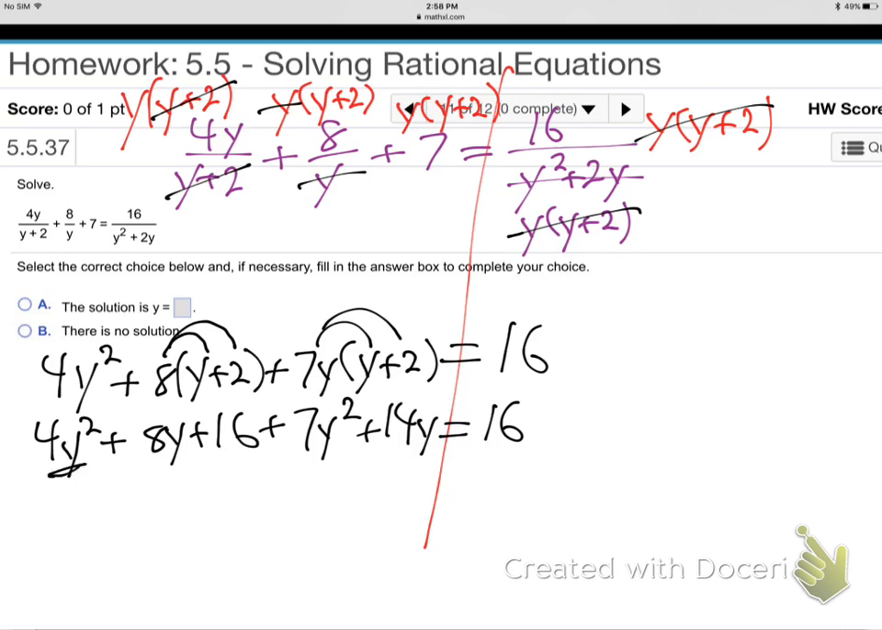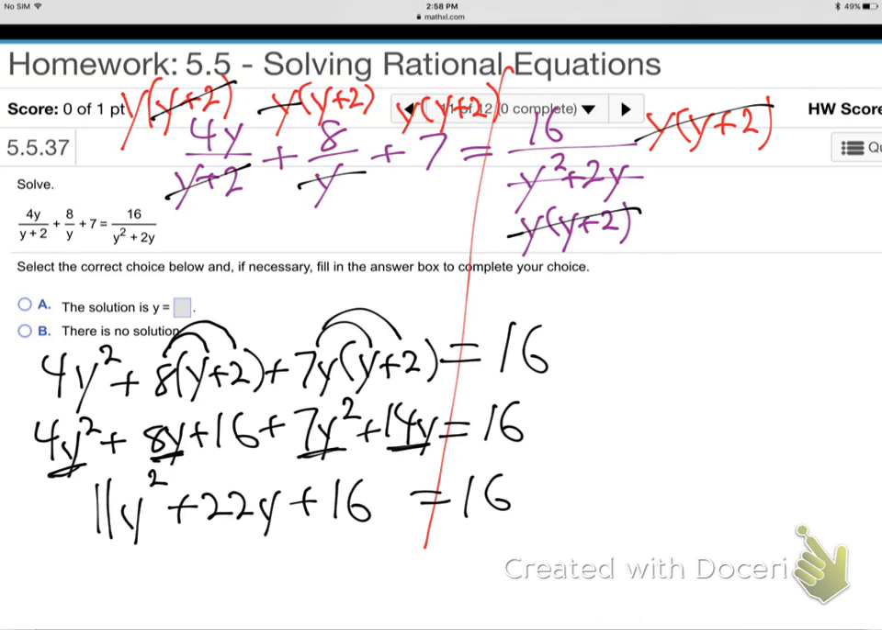All right, 4y squared and 7y squared. Combine like terms, 11y squared, 8y and 14y. What's that, 22y? Plus 16 equals 16. All right, am I losing you? You good to there? Are we happy?